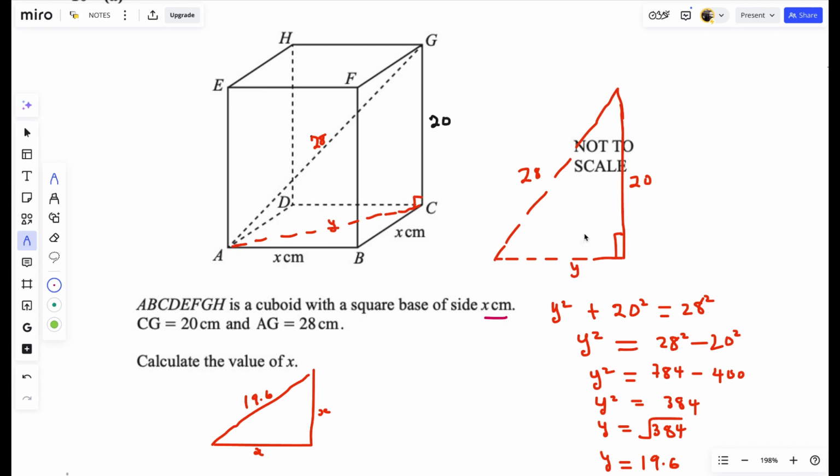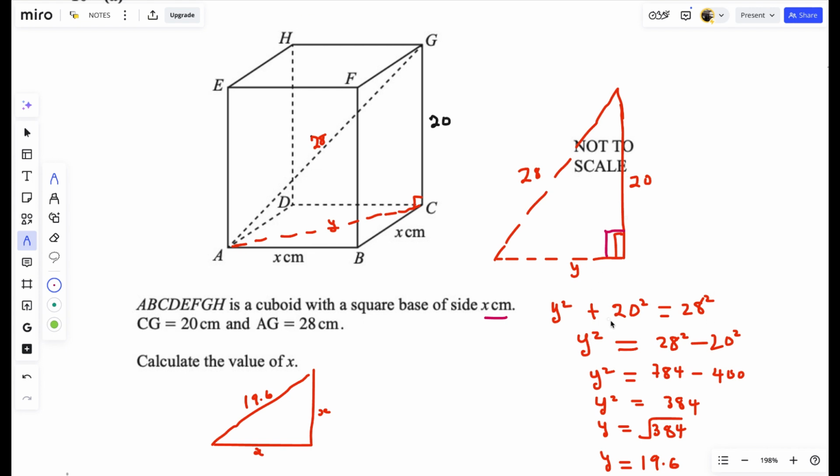So now this becomes a Pythagoras theorem, which says here square plus here square equals to here square. Now in trigonometry, so you see, we're combining mensuration with trigonometry. So y square plus 20 square equals 28 square.